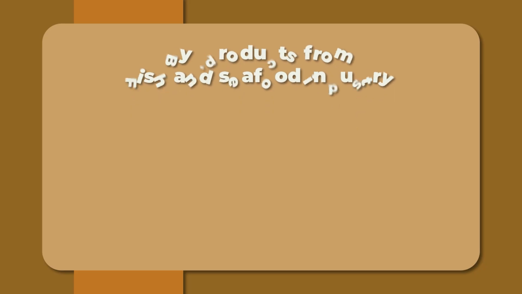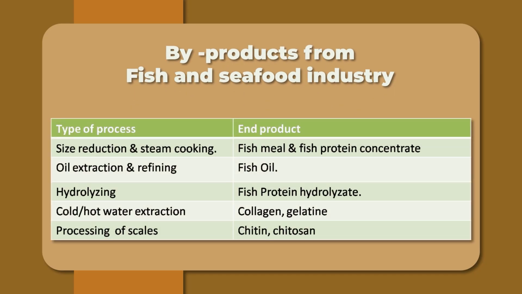In the seafood or fish industry, you can see that there will be production of scales, bones or head parts. All these parts can be further processed into value added products. Through size reduction and steam cooking, we can have fish meal or fish protein concentrate. Through oil extraction, we can have fish oil. Through hydrolyzation, we can have fish protein hydrolyzate. Through hot or cold water extraction, we can have gelatin or collagen. From the scales processing, we can have chitin or chitosan.